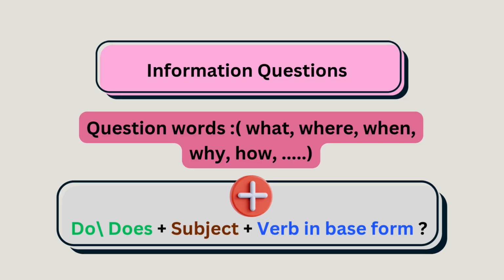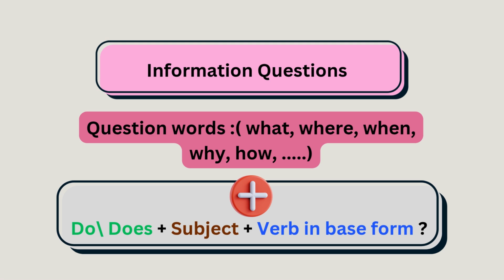Now, sometimes we don't want a yes or no. We want real information. That's when we use question words, like what, where, when, why, how, and who. These go first, and then we use the same rule. "Do" or "does," depending on the subject.